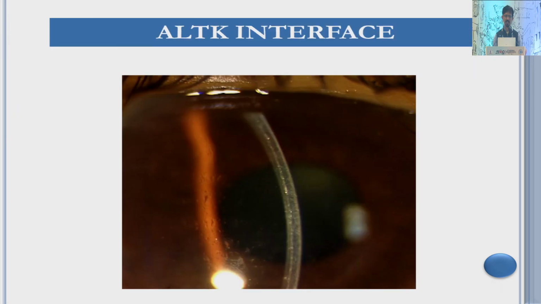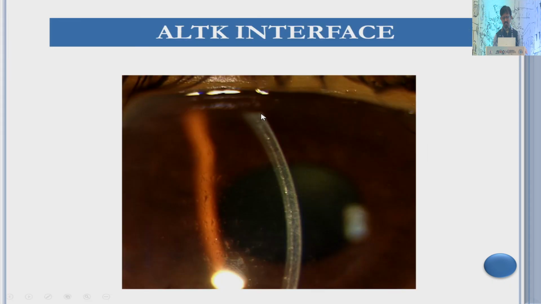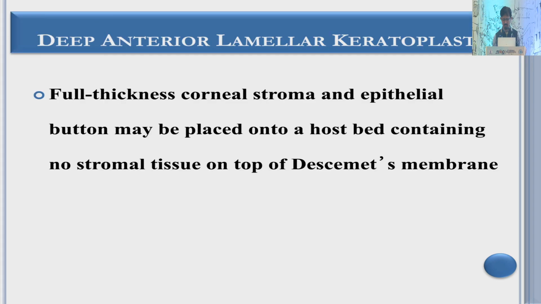But if it's a deeper opacity, you can do a manual dissection, do a manual LK, or you can do an automated LK. Now, the automated LK has the advantage that you have a smooth interface. The interface is very smooth, and you can go ahead and have a good quality of vision if you do an ALTK. But with a manual dissection, sometimes the interface is slightly irregular. It's not as smooth as when you cut with a microkeratome. So that's the advantage of microkeratome.